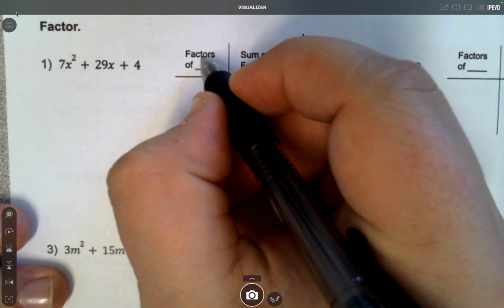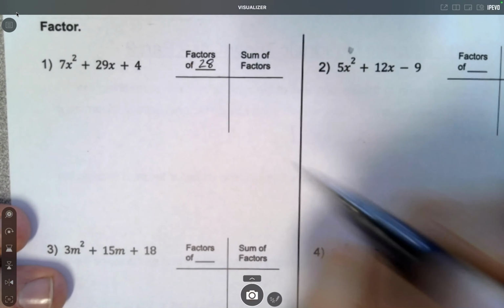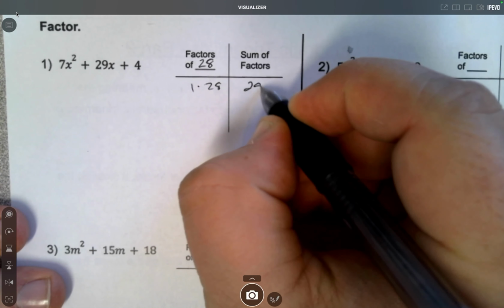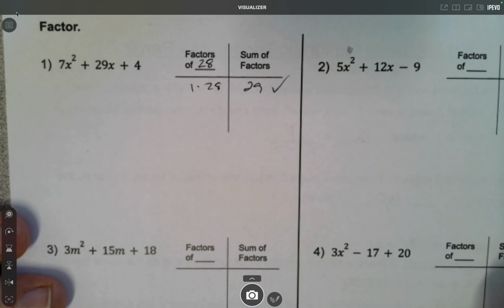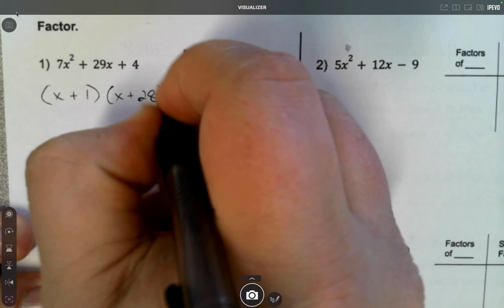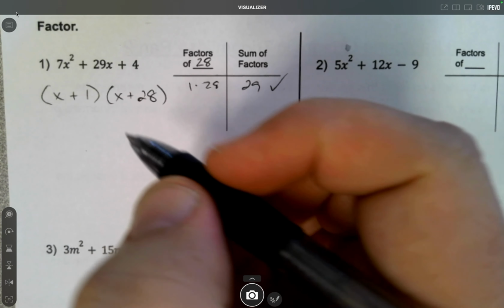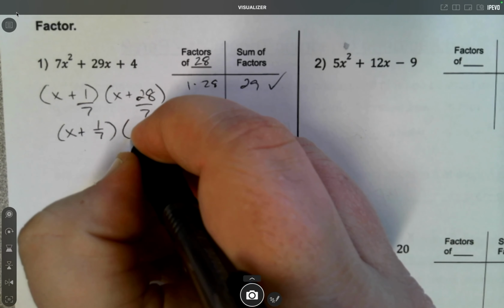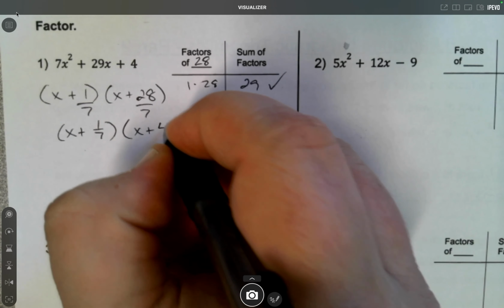So let's practice these. So 7 times 4 is 28. Everything's positive. So 1 and 28, that adds up to 29. So we're all set. First one we tried. So I do an x plus 1, x plus 28. But that 7, gosh darn it, it comes back and tries to divide and conquer us. Well, we can't reduce 1 over 7, so it's just 1/7. 28 divided by 7 is 4.